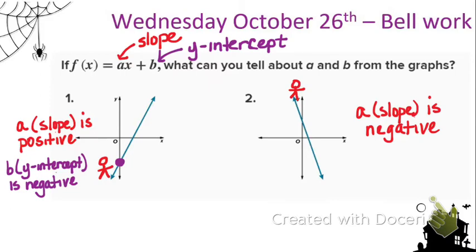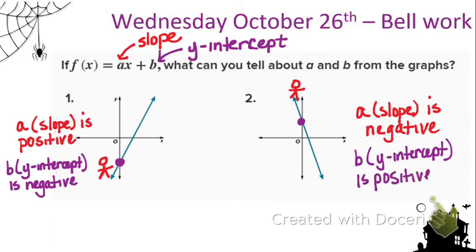And for the second scenario, right here, do you think that number is a positive number or a negative number? It's a positive number. So b is positive. You should be able to look at a line and determine if the slope is positive or negative, and if the y-intercept is positive or negative. That's something that we should be able to do from looking at a graph.